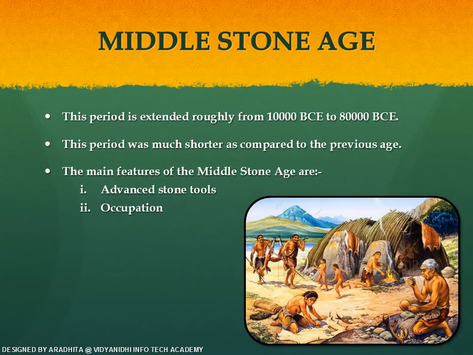Number 2. Middle Stone Age. This period extended roughly from 80,000 BCE to 10,000 BCE. This period was much shorter as compared to the previous age. The main features of the Middle Stone Age are advanced stone tools and occupation.